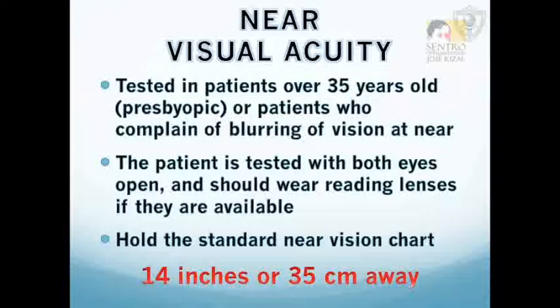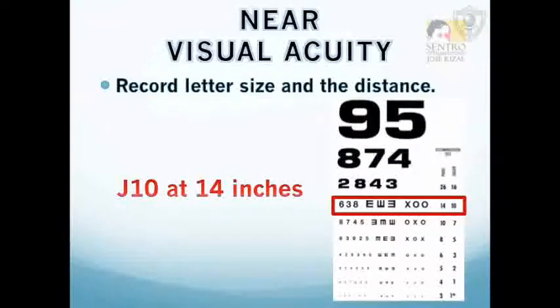Hold the standard near vision chart at 14 inches, or 35 centimeters away. Record near vision depending on the letter size and the distance read by the patient. For example, if the patient can read the numbers 638 at a distance of 14 inches, record near visual acuity as J10 at 14 inches.